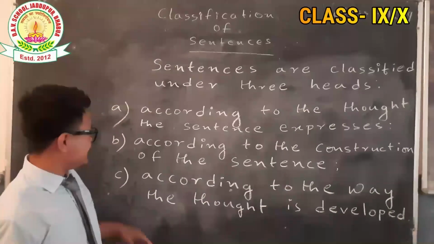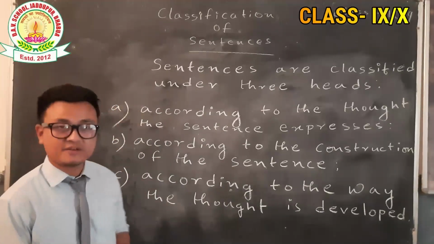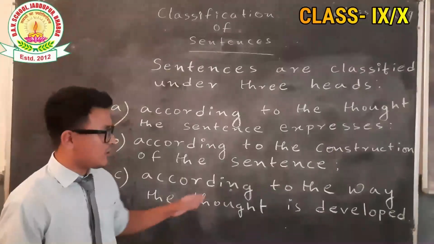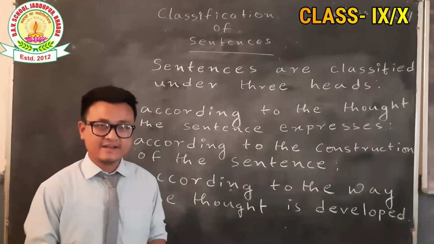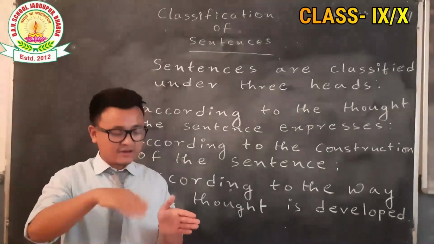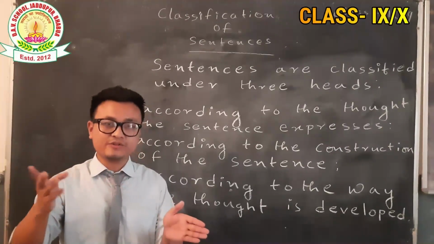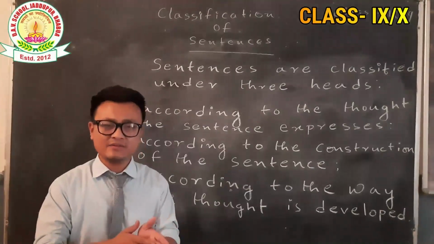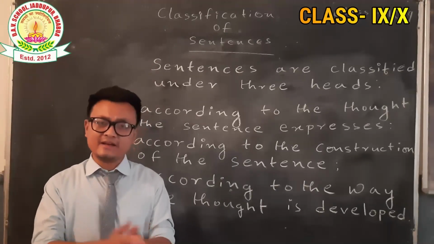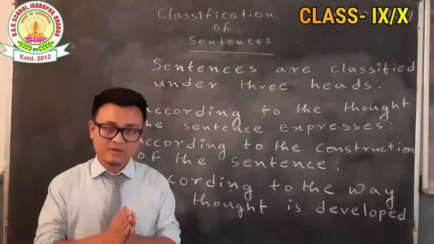Now we will see the third number of the classification of sentences, which says according to the way the thought is developed. Sometimes in a sentence we add another thought in the same sentence. More than 2 or 3 thoughts can also be added with the help of 'and then'. This is just one example of doing so.